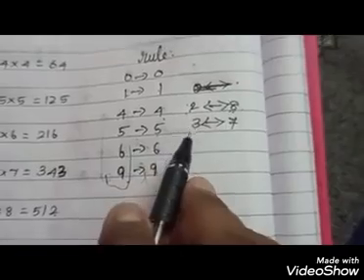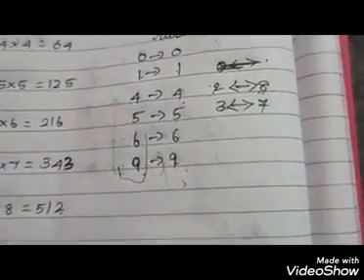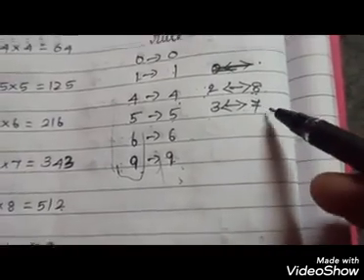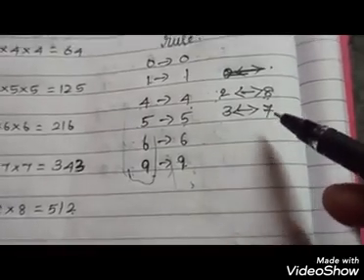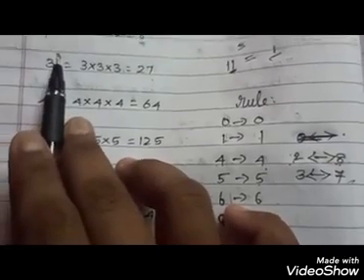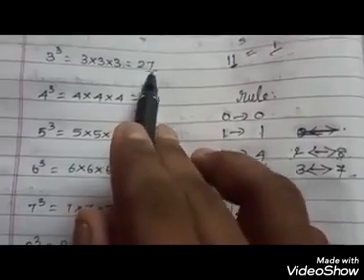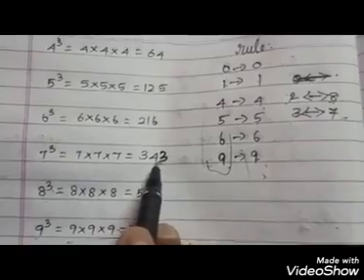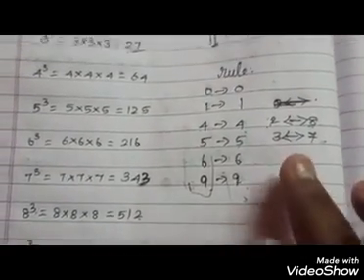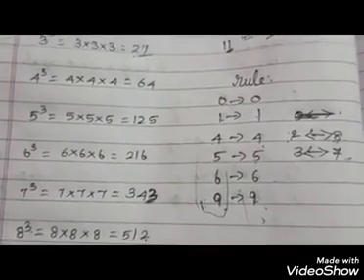In the same way, 3 becomes 7, and 7 becomes 3. The number ending with 3 has a cubic value ending with 7. The number ending with 7 has a cubic value ending with 3. You see, the value of 3 cube is 27, so the cubic value of a number ending with 3 ends with 7. The cubic value of a number ending with 7 ends with 3. So this is the rule to follow. It is a very easy method to find the cube root.